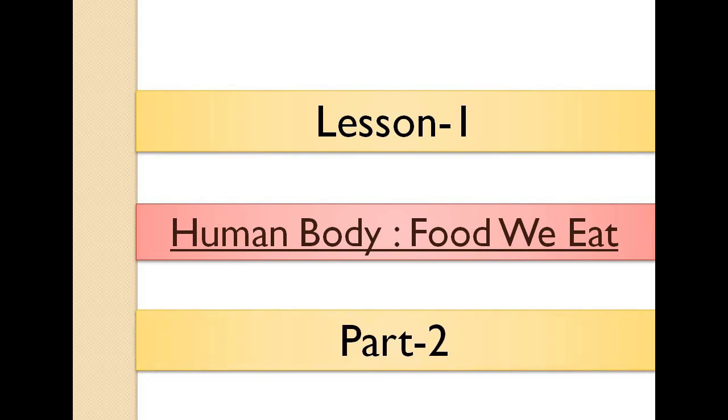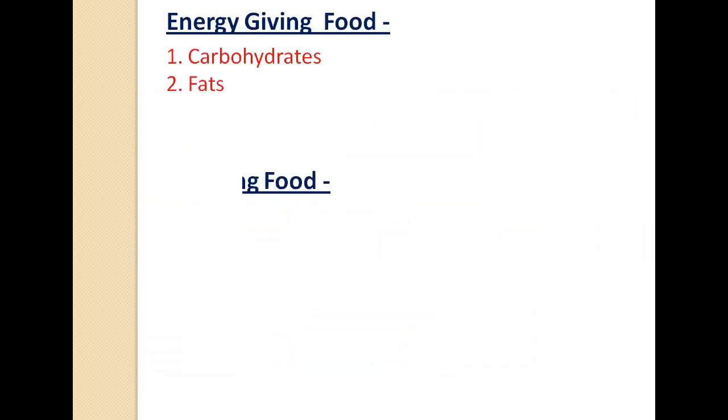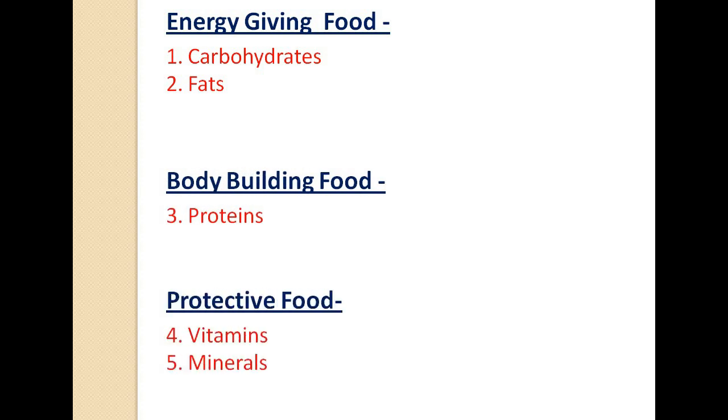In my last video, I already started chapter 1, that is human body, food we eat. So before explaining the next part of this lesson, I would like to revise all. That day we came to know that all food is categorized into three parts, that is energy giving food, bodybuilding food and the protective food.